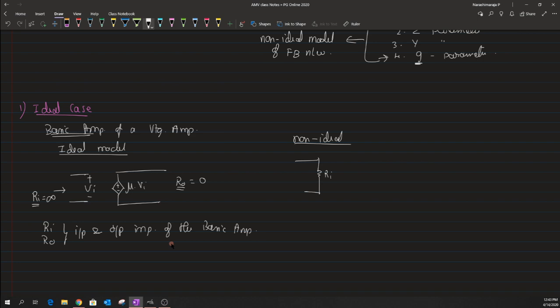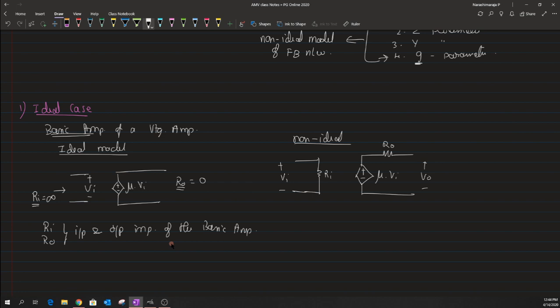And again, one could model this plus and minus as a voltage controlled voltage source with mu times Vi. As I said, even the output impedance, if it is a non-ideal model, will have a finite value, which I label as R naught in this case. The input to this basic amplifier is always Vi, and the output of this basic amplifier will be Vo. Clear? So this is the non-ideal model.